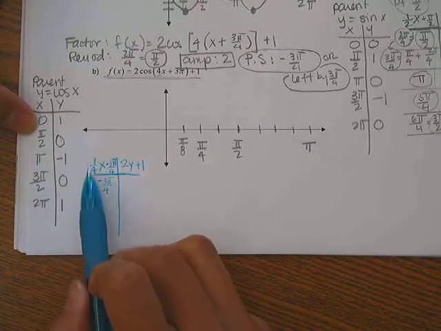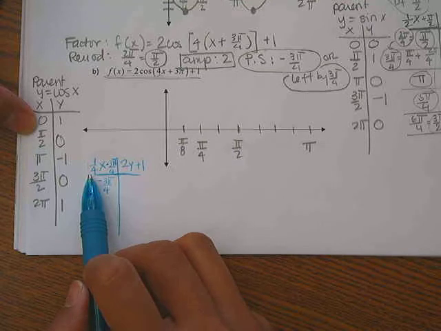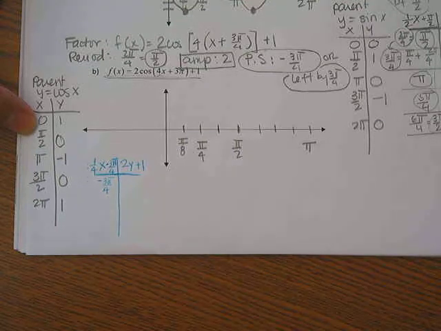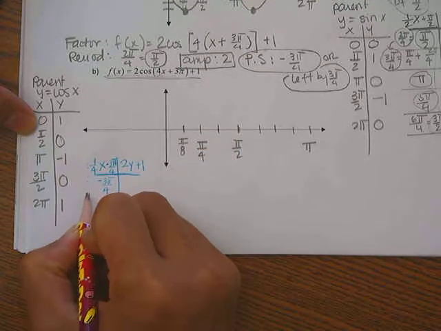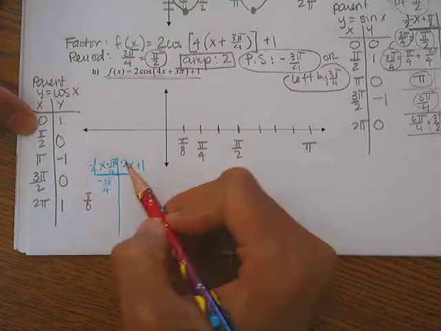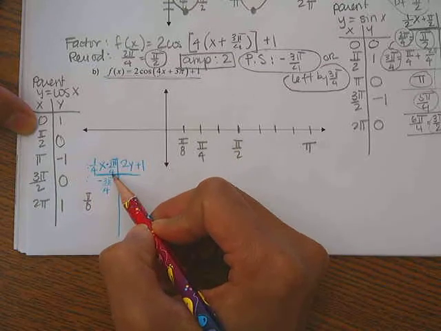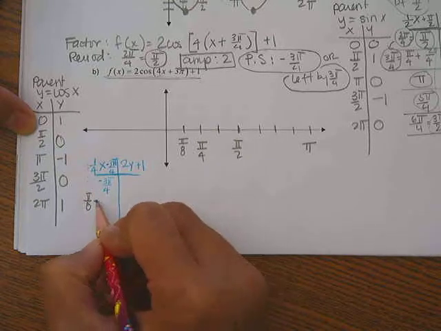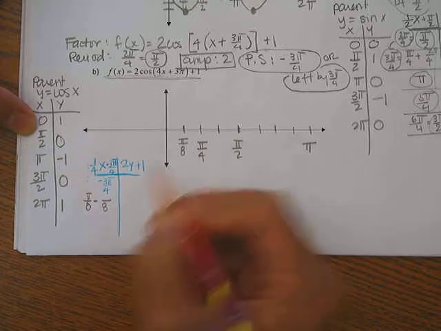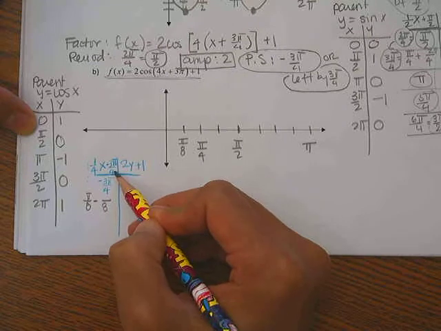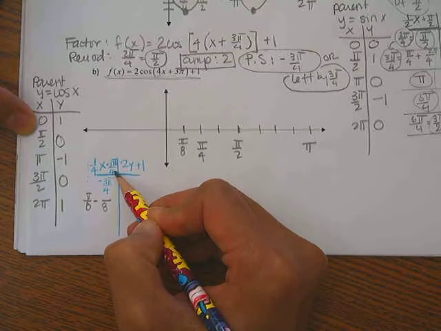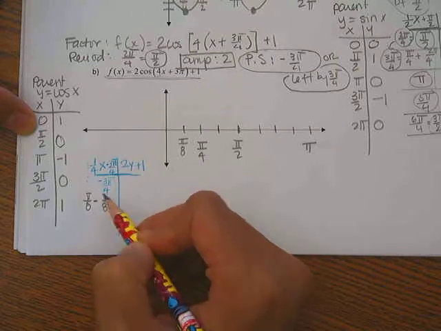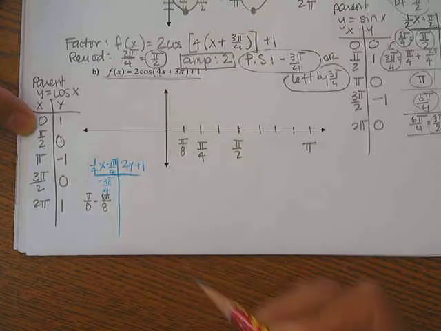Pi over 2 times a quarter is pi over 8. Okay, so let's talk about this. Pi over 8. Let's write it in pencil. Well, I'm subtracting 3 pi over 4. Because I have a denominator of 8, I need to convert 3 pi over 4 to a denominator of 8 as well. So I'm going to multiply this denominator by 2 to get 8. That means I need to multiply the top by 2 as well.